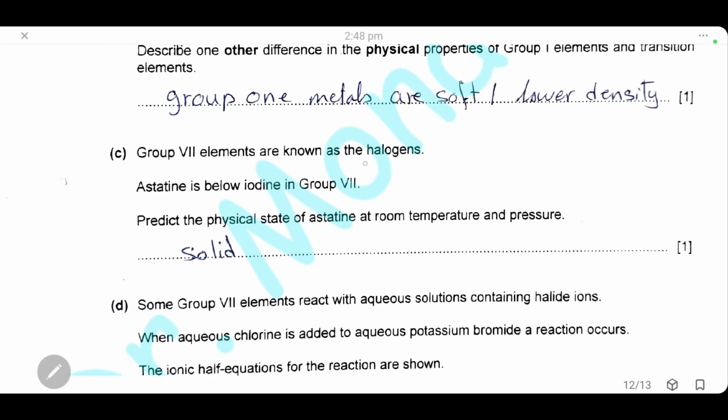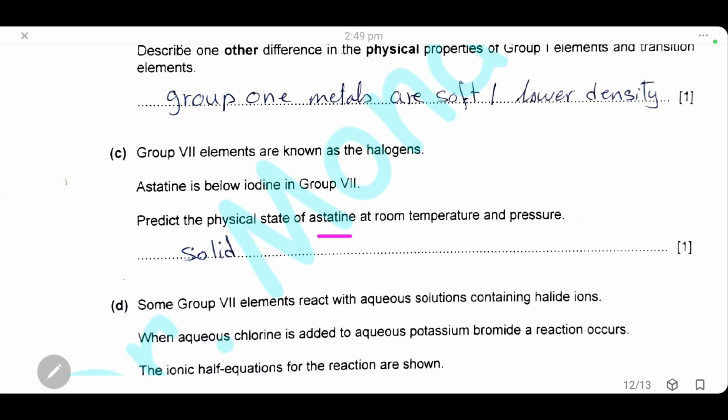Group 7 elements are known as halogens. One of the halogens, astatine, is below iodine in group 7. So predict the physical state of astatine at room temperature and pressure.